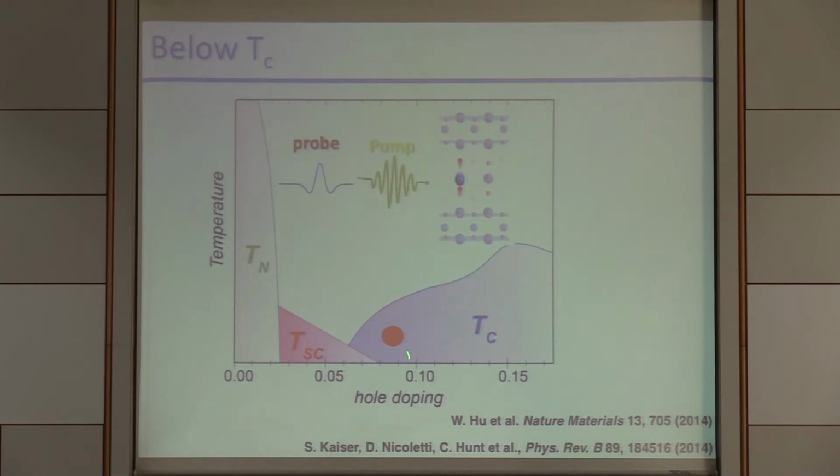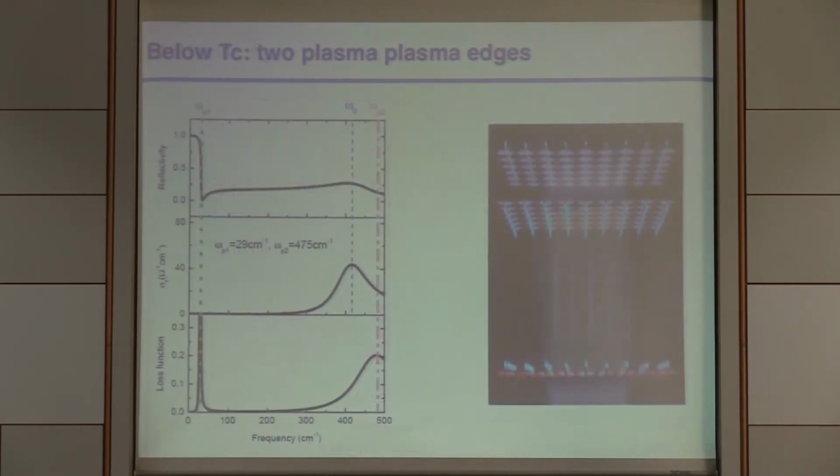Let's see. First, this is something I added about 10 minutes ago, but I thought this was important. First, what happens below TC? You take this material that is already a superconductor below TC, and you shake this particular mode. Now, in this material, because you have two sets of layers, you actually have two edges. You have one plasma edge between the bilayers and one plasma edge within the bilayers.